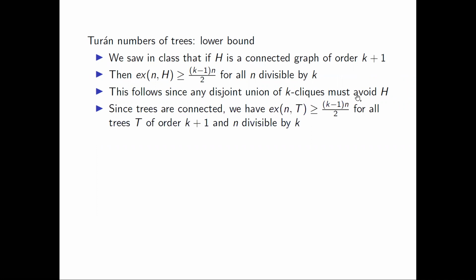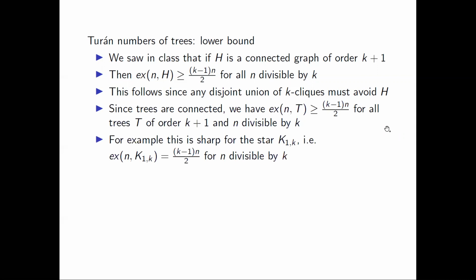And we can see that in the special case when the connected graph H is a tree, then of course we still get this bound. So we can say that the extremal function of n comma T is greater than or equal to k minus 1 times n over 2 for all trees T of order k plus 1, assuming n is divisible by k. And this bound is sharp. We've already seen it's sharp.